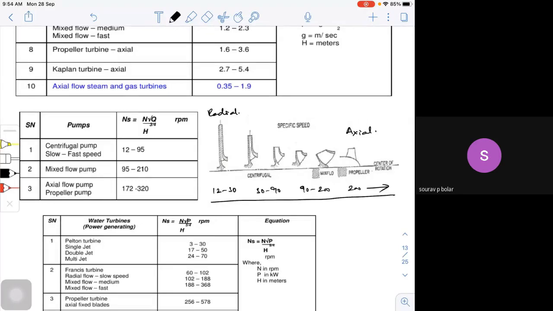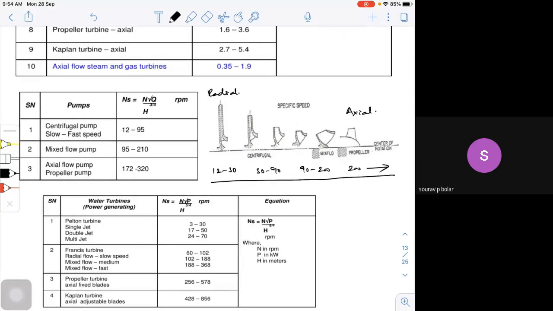Look at this. If the number is less, maybe 12 or 10 or 5 or 0.5, whatever it may be, I have shown it for a turbine, but the same rule can be applied even for your compressor. The lower the number, the blade shape will be radial. And the higher the number, the blade shape will be axial. In between, I have what is called mixed flow.